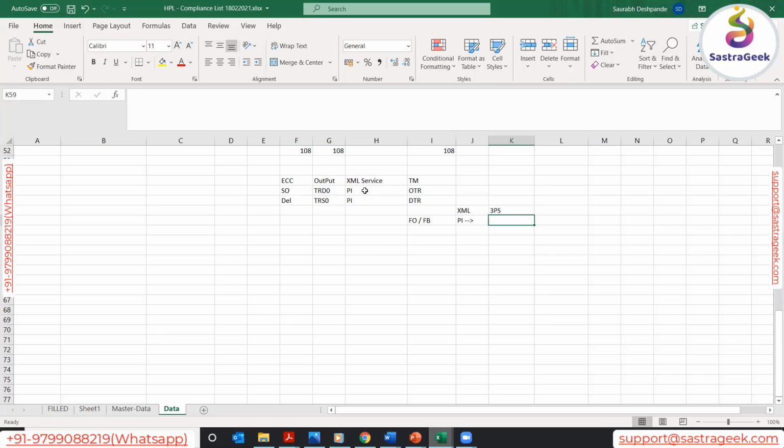We'll see this when we start our course for order management. When we start order management, XML services are no longer required. In fact, TRD0 and TRSO are also not required in embedded systems. But as a course, we will be considering both TM systems, embedded and non-embedded. So for non-embedded, it is 100% required. Sorry, in the standalone TM system, it is 100% required.